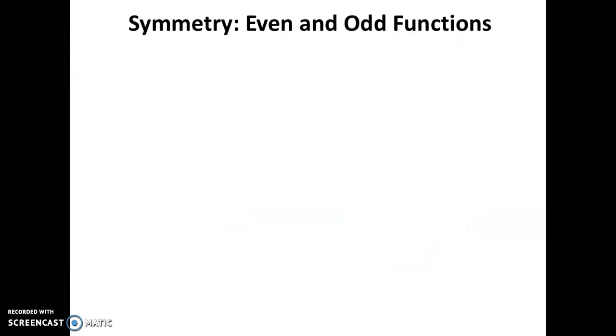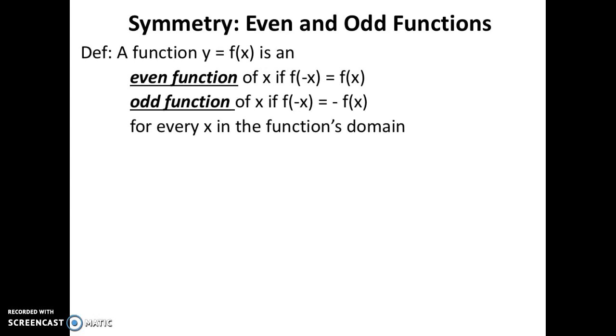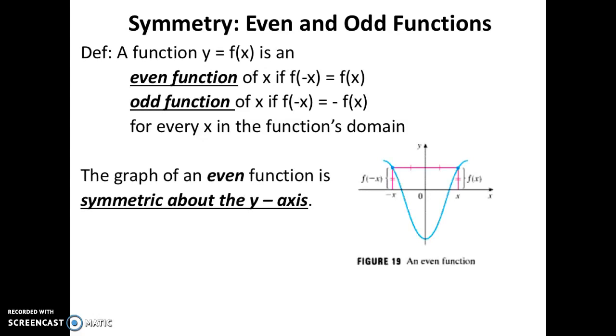Again, quick review of even and odd functions. An even function is a function such that if I get f of x, f of negative x will be the same as f of positive x. An odd function, f of negative x will be the negative value, or the opposite sign, of f of the positive input value for every x in its domain.